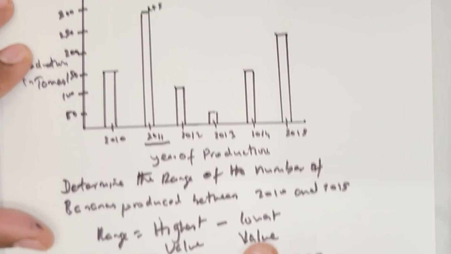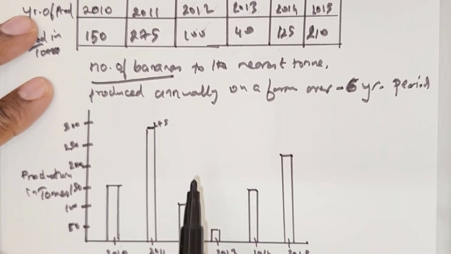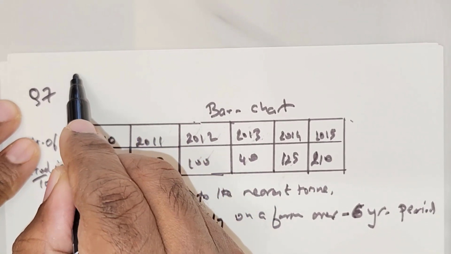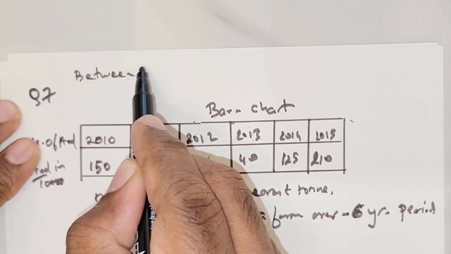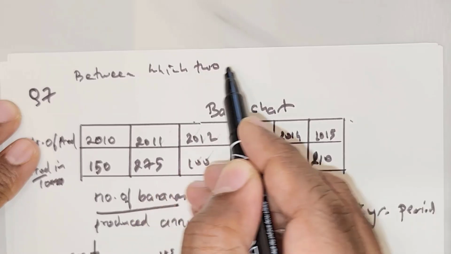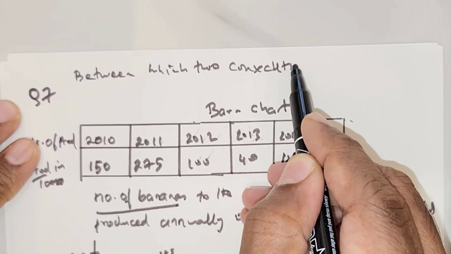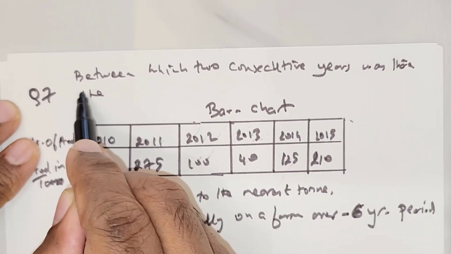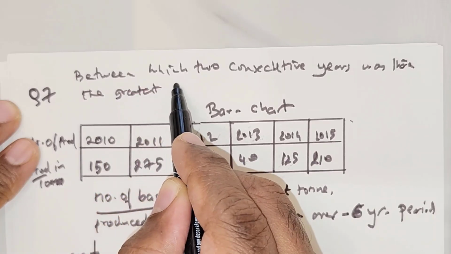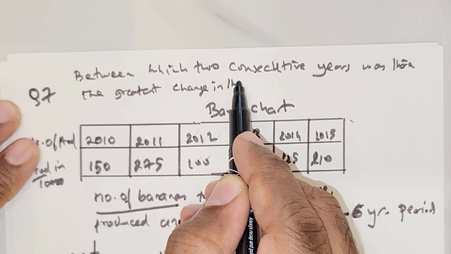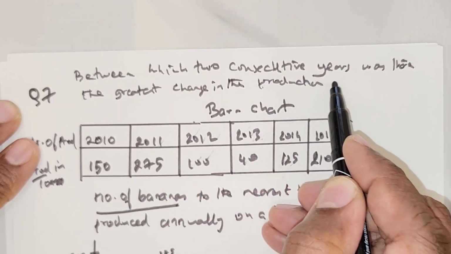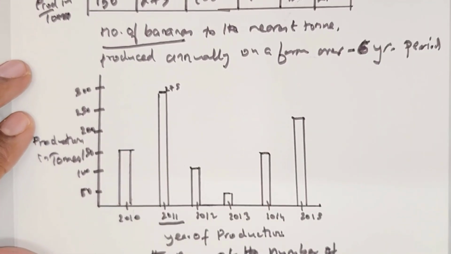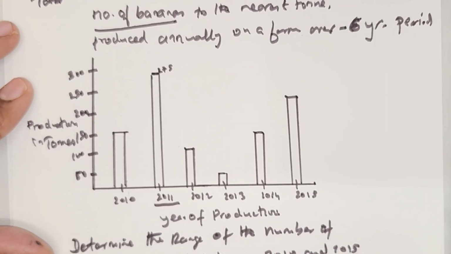Okay, so I want to have the graph in the same sheet, so I will have to write the question over here. Now this is the next question. They are asking us between which 2 consecutive years was there the greatest change in the production of bananas, right? Now you can also get this answer from the bar chart.